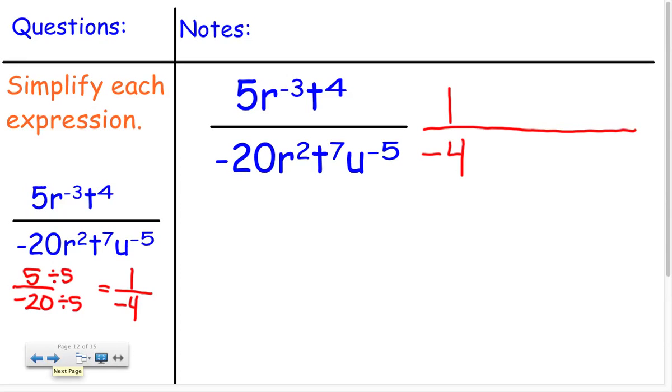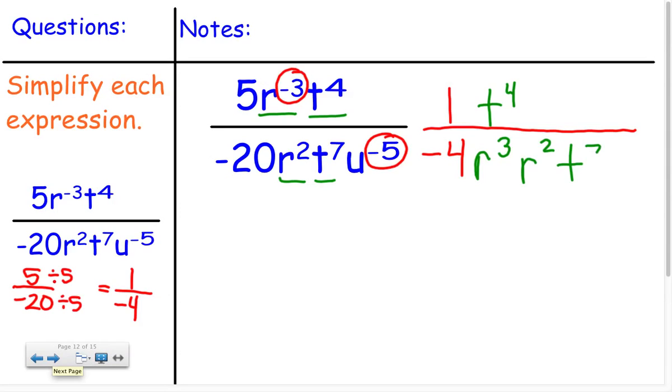Then I'm going to go through and do my circling. Any negative exponents I'm circling. There's just 2 this time. Then I'll go from right to left in my problem. So I've got the fraction. R to the negative 3rd has to move to the bottom and become positive. T to the 4th can stay on the top. R squared can stay on the bottom. T to the 7th can stay on the bottom. And U to the negative 5th has to move to the top and become positive.